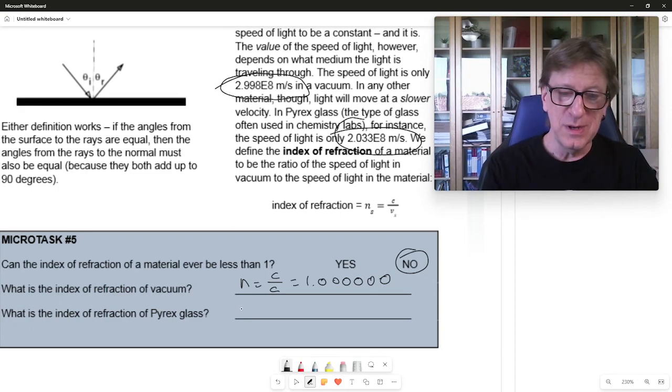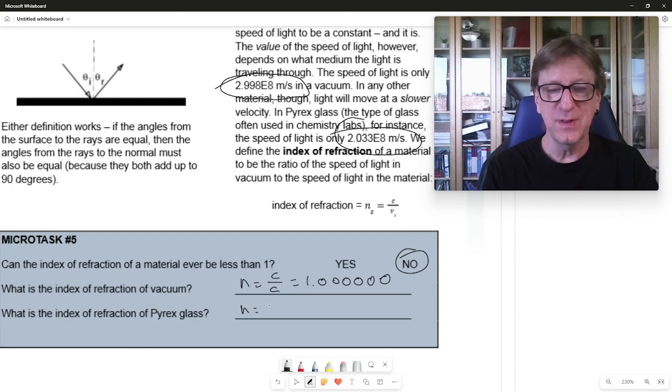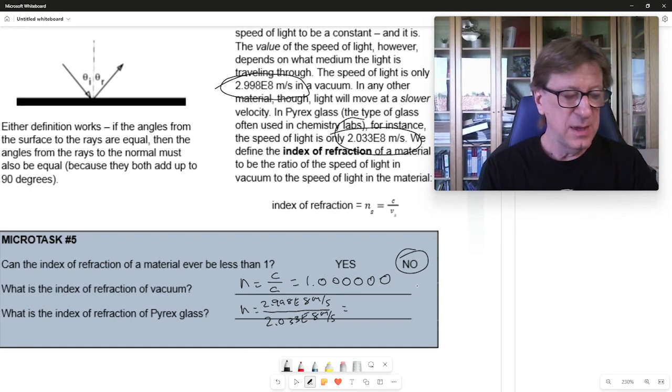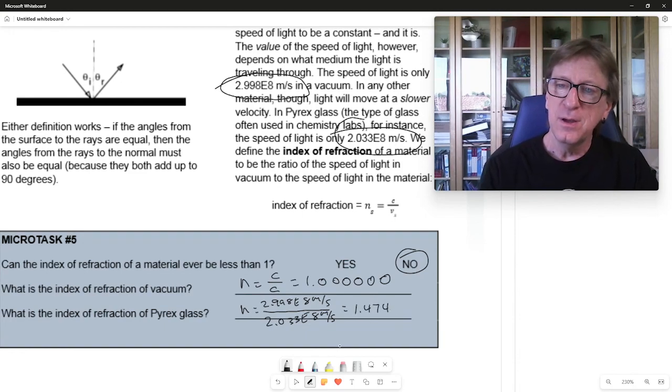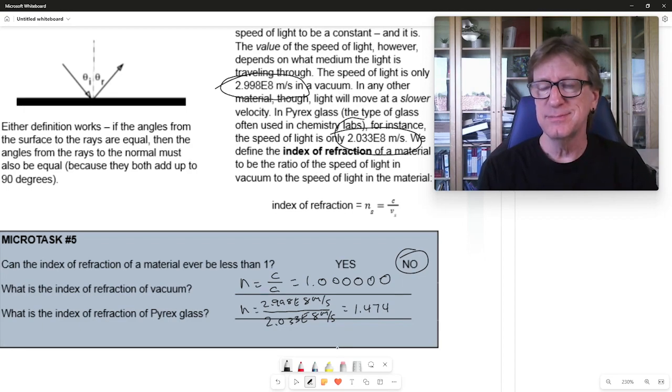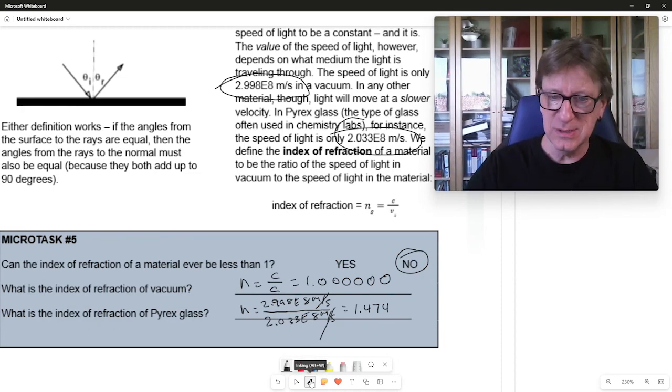Okay, so we know that n is going to be the speed of light, which is 2.998 times 10 to the 8th meters per second, and we're going to divide that by 2.033 times 10 to the 8th meters per second. When you do that, you should get something in the neighborhood of 1.474. What are the units of the index of refraction? Well, to find the units, remember, we just take any equation and work out what the units of that equation are. Meters per second here cancels, so the index of refraction has no units. It's strictly a ratio. It has no units at all.